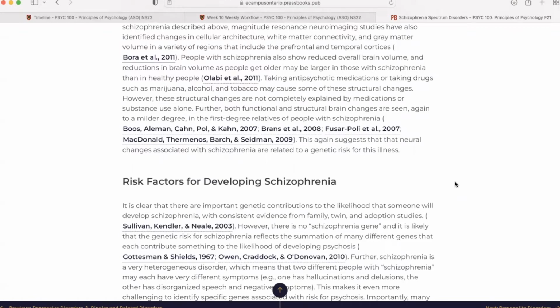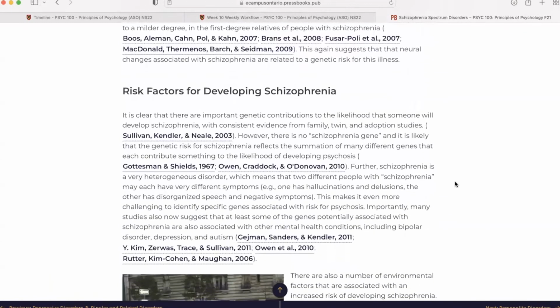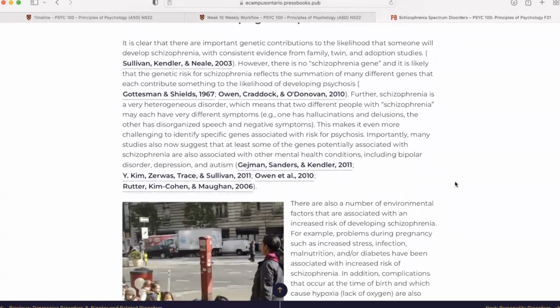Risk factors for developing schizophrenia. It is clear that there are important genetic contributions to the likelihood that someone will develop schizophrenia with consistent evidence from family, twin, and adoption studies. However, there is no schizophrenia gene, and it is likely that the genetic risk for schizophrenia reflects the summation of many different genes that each contribute something to the likelihood of developing psychosis.